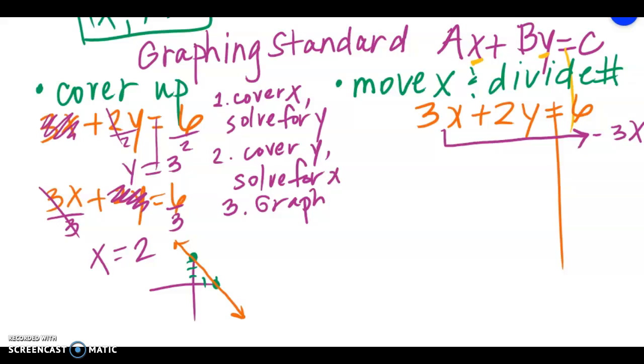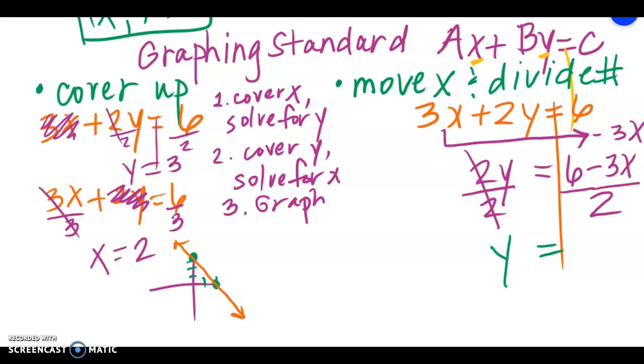Okay, so once you move it from the left, you are left with 2y equals 6 minus 3x, and then you divide by the number with y. So I'm going to divide by 2. Divide everything by 2. So I am left with y is equal to, remember you have to divide everything by 2. So it's 6 divided by 2, we get 3. And then if we cannot simplify the fraction, we can just leave it like that. So minus 3 over 2x.